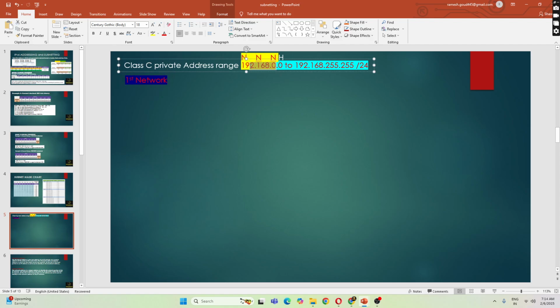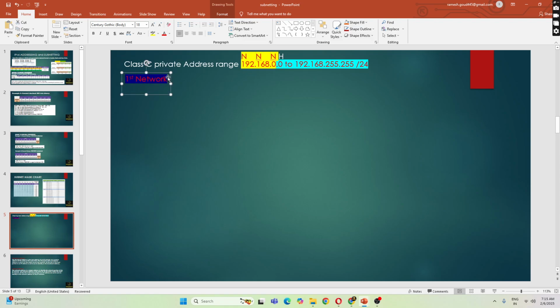These 3 octets are fixed. You cannot change them. Where will it vary? It will vary only with host numbers, 0, 1, 2 up to 255. So in that case, what will be the first network? Simple, 192.168.0.1.